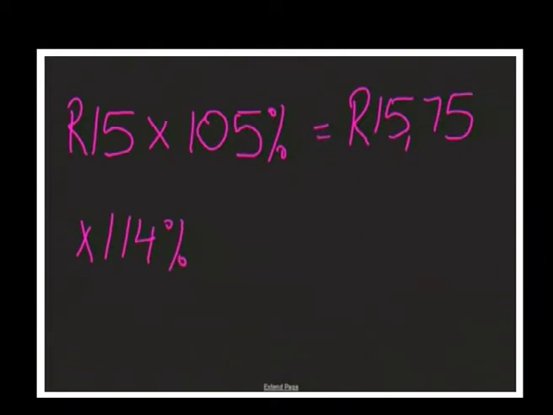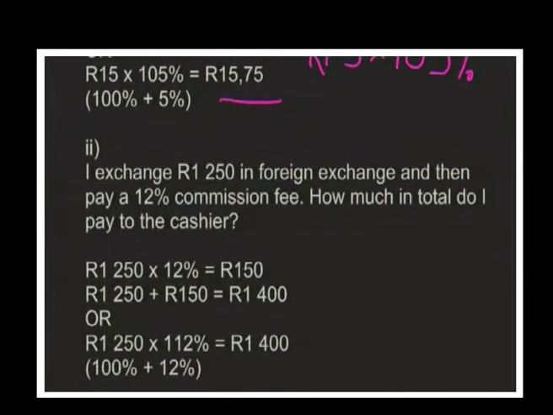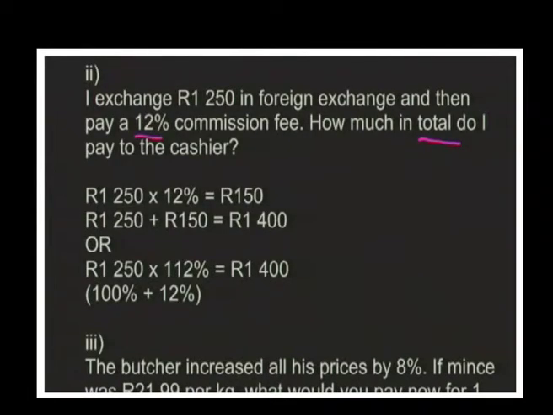So let's go back to our example that we had. Right, so that was our one step. Let's look at another example. I exchange 1,250 Rand in foreign exchange and then pay 12% commission fee. How much in total do I pay to the cashier? So first I'm going to do it the old way, and then I'll do it the new way. We'll do it both ways. So I'm going to take my 1,250 Rand times by 12%, and I see that that answer is 150 Rand.